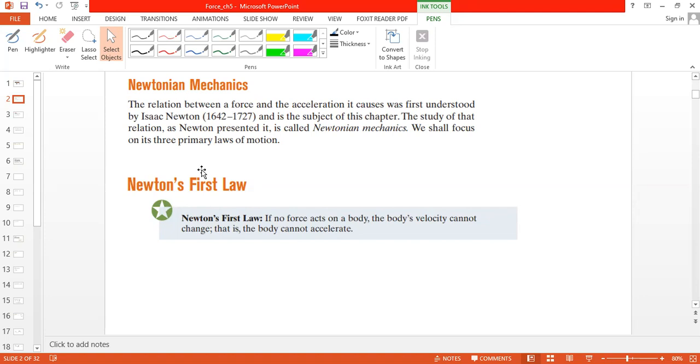What does this mean? This means if an object is stationary, it will remain stationary, or if an object is moving, its velocity remains constant. So a stationary object will remain stationary, and a moving object will move at a constant speed. This is the first law. Basically, the main law of Newton is the second law. The first law is kind of a modification of the second law.